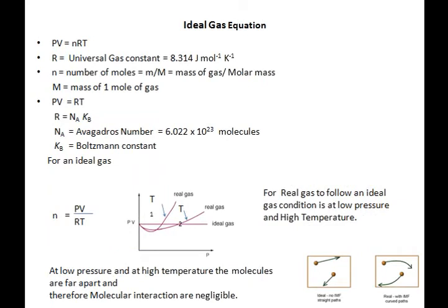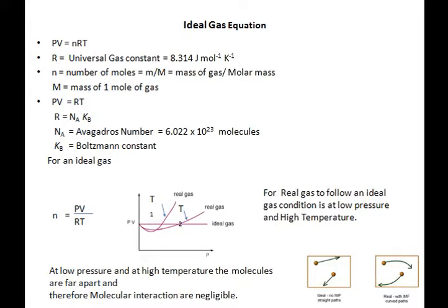You have also studied the ideal gas equation, which says PV is equal to nRT, where R is the universal gas constant, n is the number of moles, which can be calculated by mass of a gas divided by molar mass. Here molar mass is the mass of 1 mole of a gas. You can look into it.